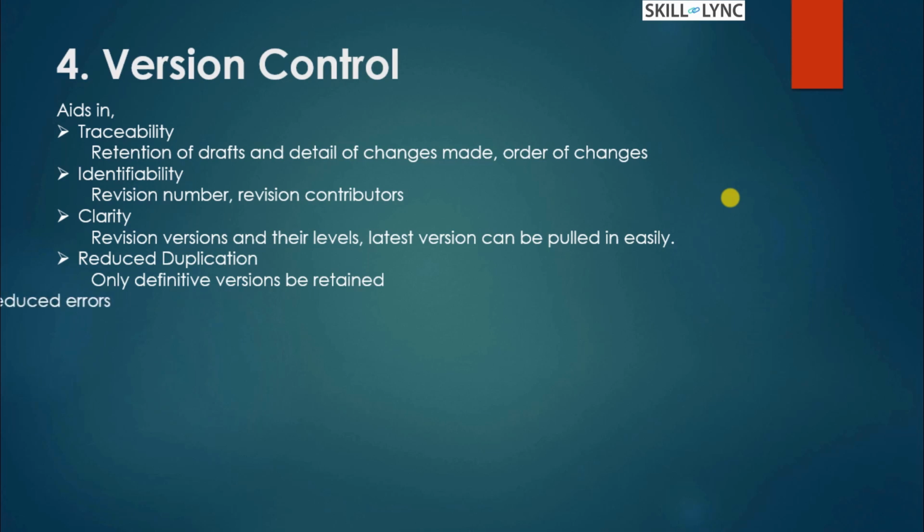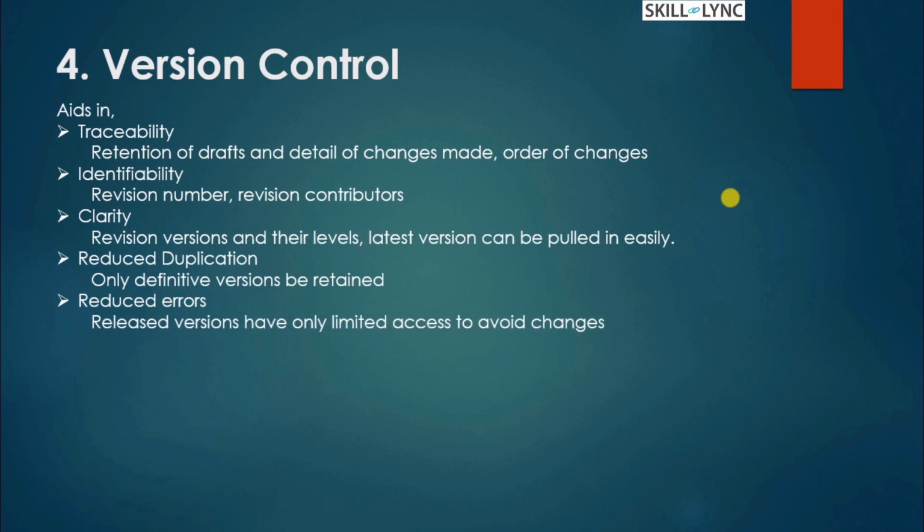And as you have a very strict version control, you can also reduce errors that are built into it. It means that the release version can have only limited access in order to avoid changes. So what we have seen earlier is we have looked into detailing of the versions into your file name nomenclature itself.